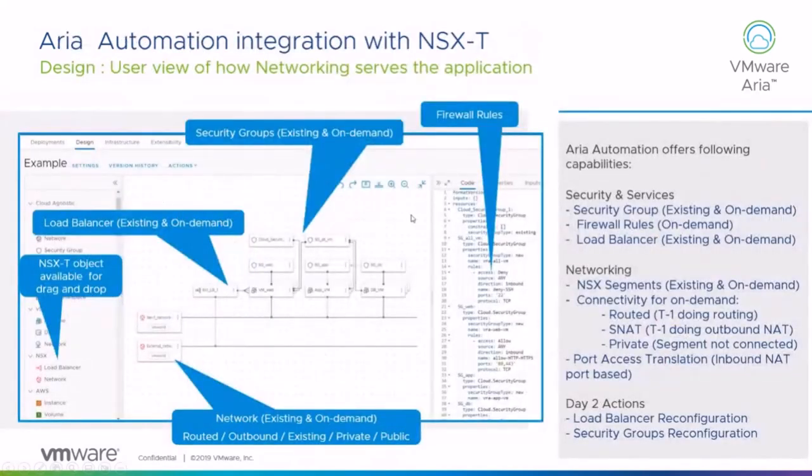If we give you just a user view of how networking serves the application, I know this is a bit of a busy screen, but Aria Automation offers many different capabilities when it comes to security and services. We can create security groups. These security groups can be existing security groups created by your security officers, if you operate that way, or they can be on demand, created when the application is created and deleted when the application is deleted. Firewall rules, on-demand firewall rules. Enough of the sprawl of firewall rules, where you're scared of deleting a rule that may bring the infrastructure down. These firewall rules exist after the deployment of the application and get deleted when the deployment in VRA or Aria Automation is deleted.